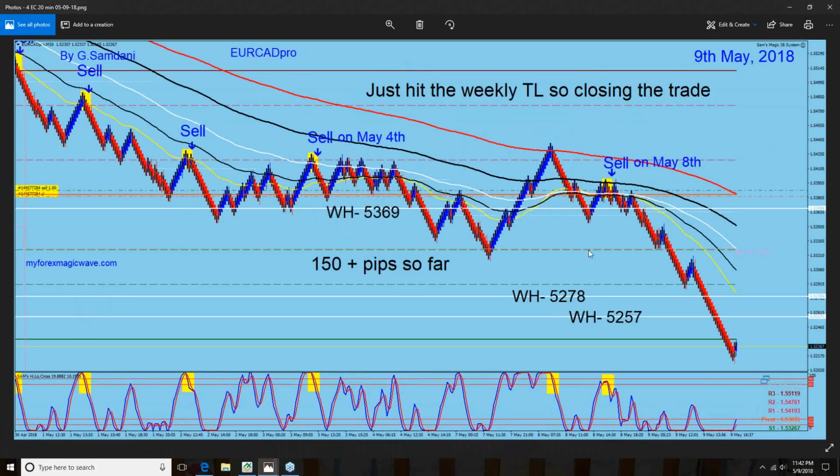So this is it for now. Beautiful trade, right? All the way, boom, straight 150 pips.